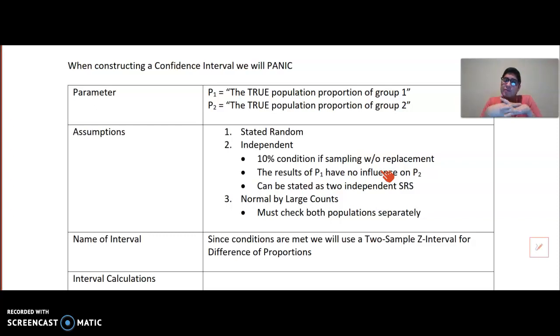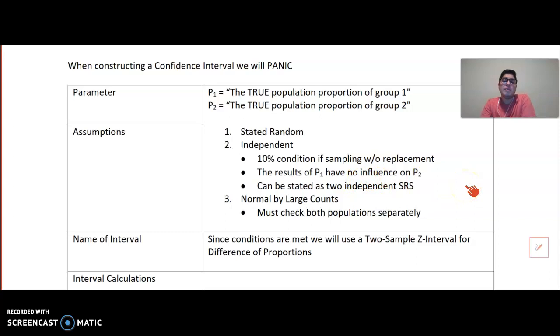Stated random, right? It's still either an SRS or random assignment. Independent, 10% if sampling without replacement. Essentially, P1 has no influence on P2, and it can be stated as two independent simple random samples, and then that would take care of your independent and your random condition. And then lastly, approximately normal by large counts, and we have to check both populations separately here.